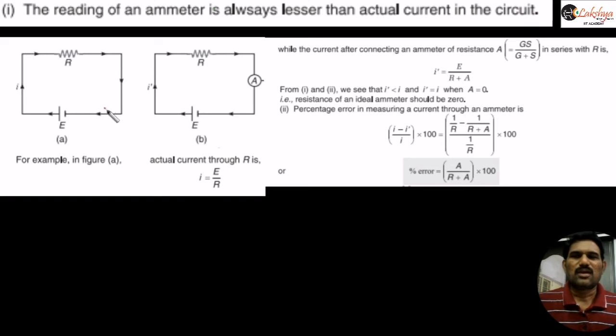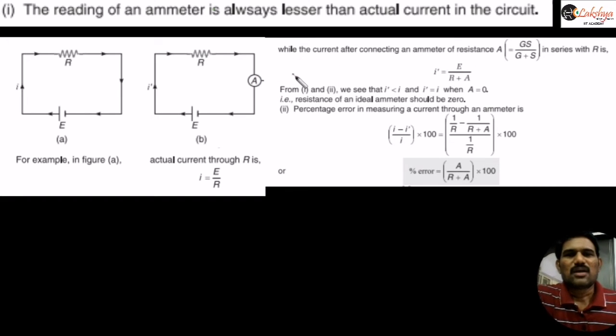Now this is the simple circuit we are taking here. Suppose in this circuit you want to find this current; then the actual current in this circuit should be equal to E by R. Now we are connecting an ammeter in series with it. Suppose this ammeter possesses some resistance, which we are representing with A here. This A we are taking as the resistance of this ammeter.